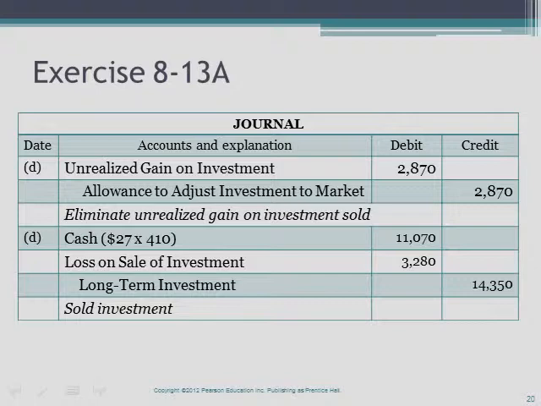We received $27 per share. We have 410 shares, so we received cash of $11,070. We zero out the long-term investment account, what it originally cost us of $14,350, and the difference between the two becomes a loss on the sale of investment, which is a debit.